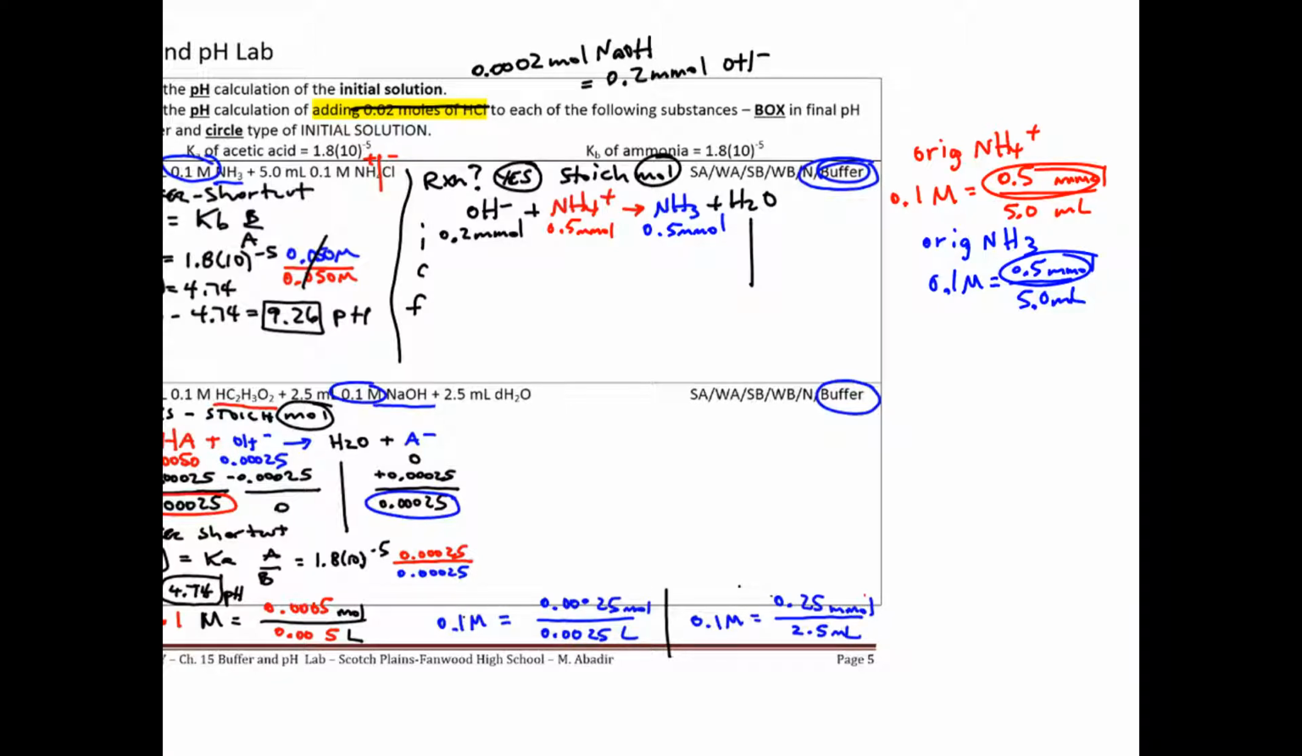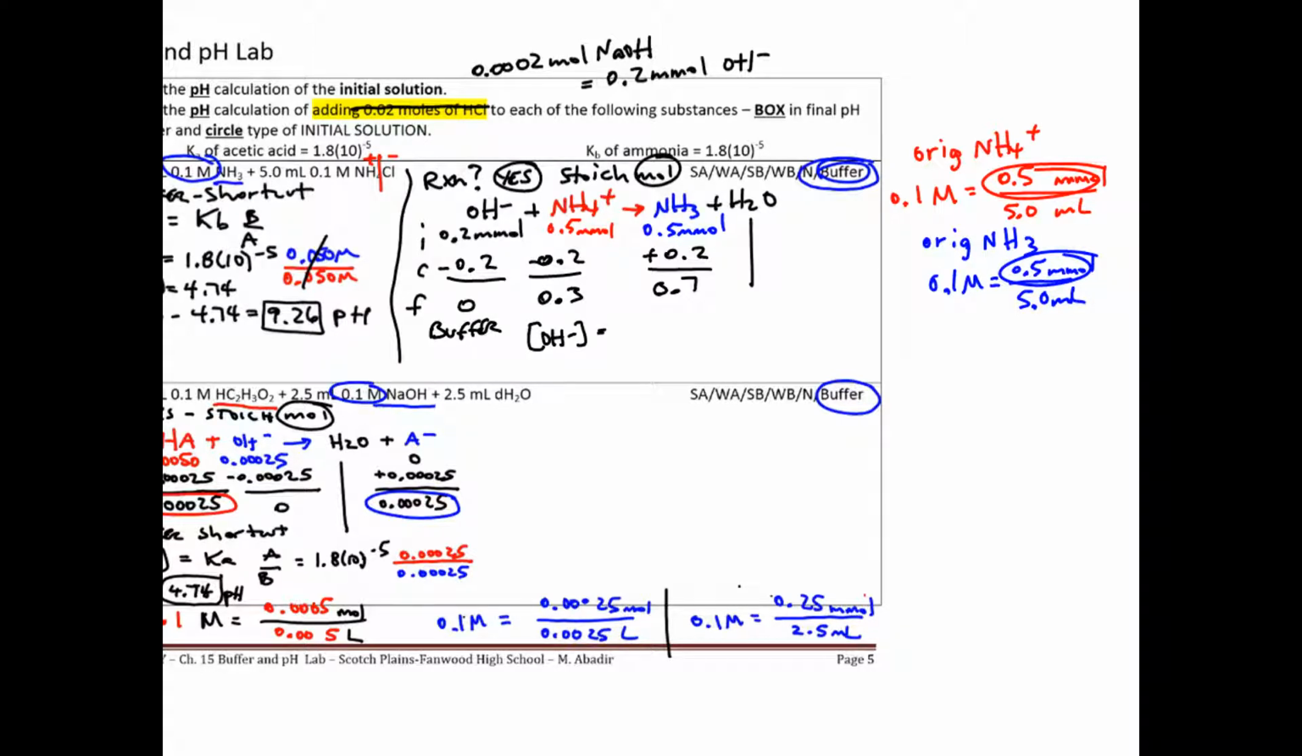Now I realize that the OH minus is going to run out. So that's 0.2, 0.2, and plus 0.2. This is running out. I have 0.3 of this, and I have 0.7 of the NH3. Now I have a buffer because I have a weak base and its conjugate acid. So I'm going to use the buffer shortcut.